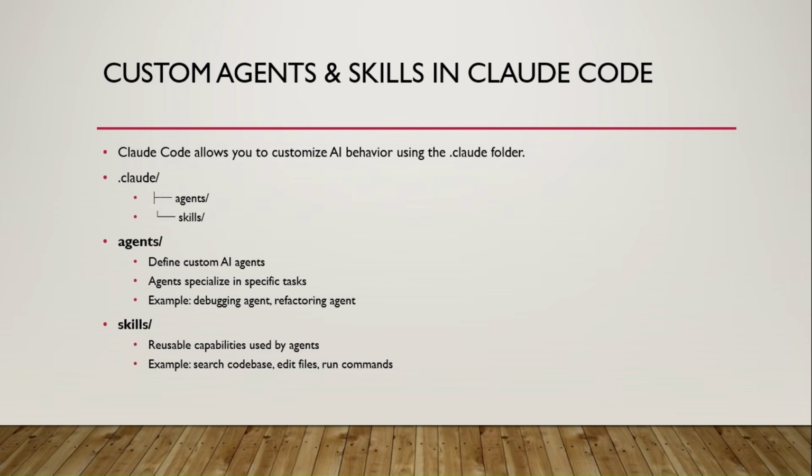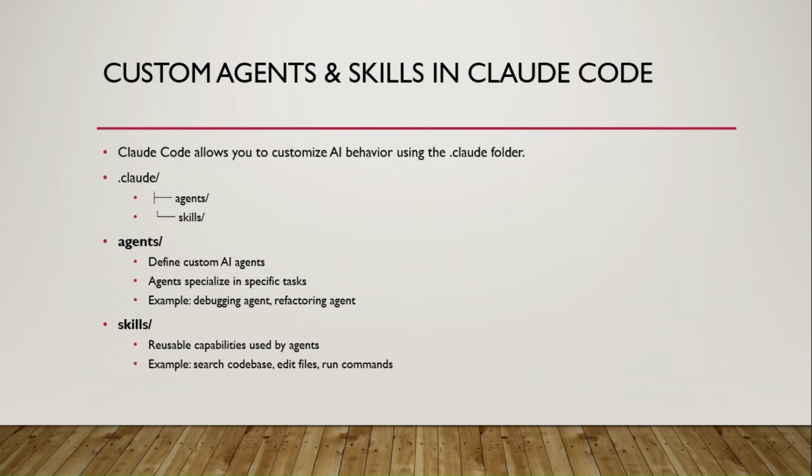So lastly, about Claude Code, I want to discuss the custom agents and skills that you can create in Claude Code. Claude Code allows you to customize your AI behavior or the model behavior using the Claude folder. Within it, we can have subfolders like agents, skills. What are agents? Agents are basically your own custom AI agents defined using a prompt, which will specialize in a particular skill. Your main agent will be called the general-purpose agent. If it is not capable enough, it will delegate the task to a sub agent.